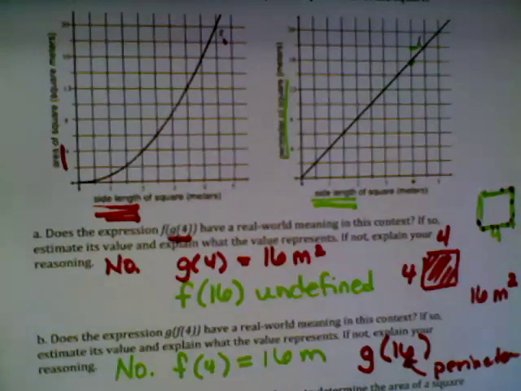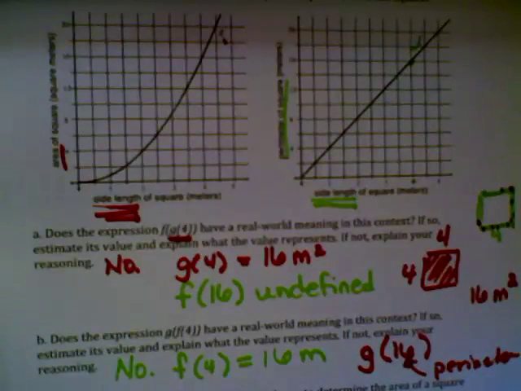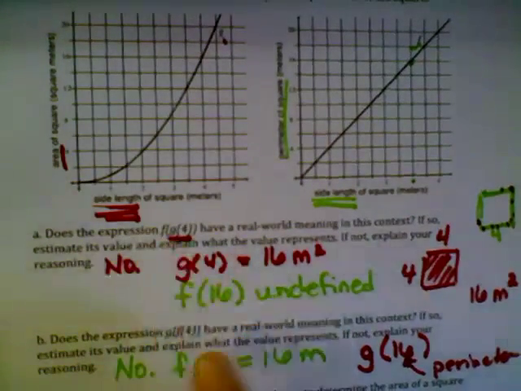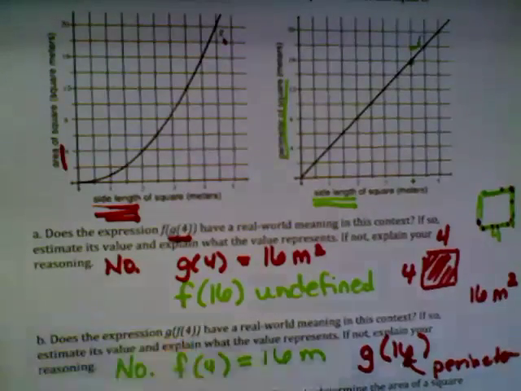Okay, we'll pause here. We've seen two examples where the compositions, f composed with g and g composed with f, did not have defined output, so the composition did not make sense in this context.